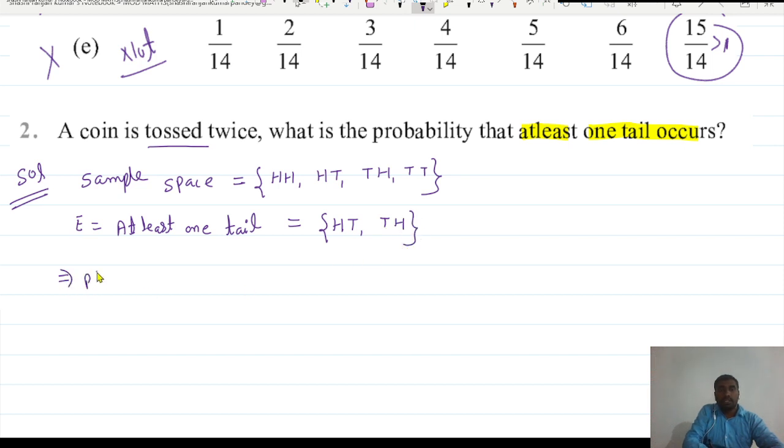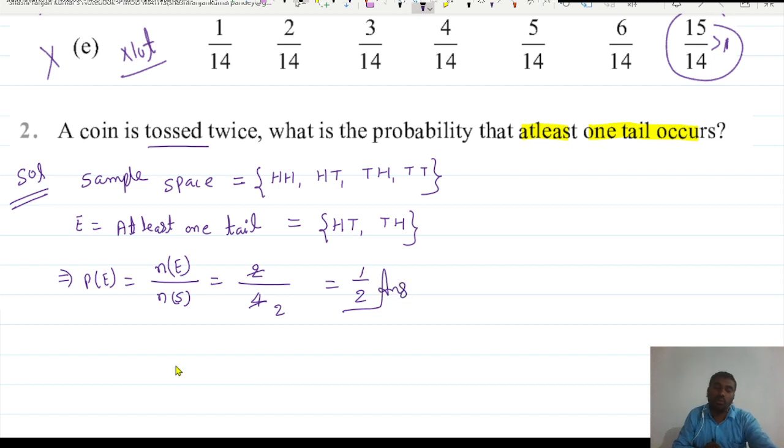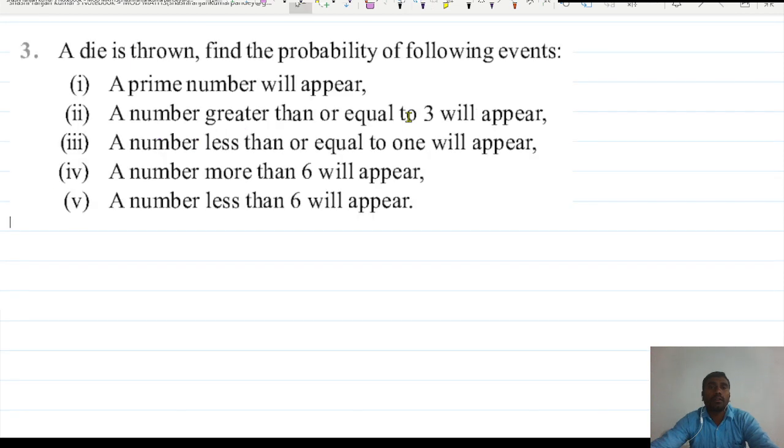You know, the probability is nothing but P(E) or total here. This is n(E) upon n(S). The number of elements in favor of your event, that is here 2, divided by the total number of elements in the sample space, that is 4. So it can cancel 2 times. That is the answer, what? Half. So half is the answer of this question number 2. Okay, very simple. Hopefully you get the concept.